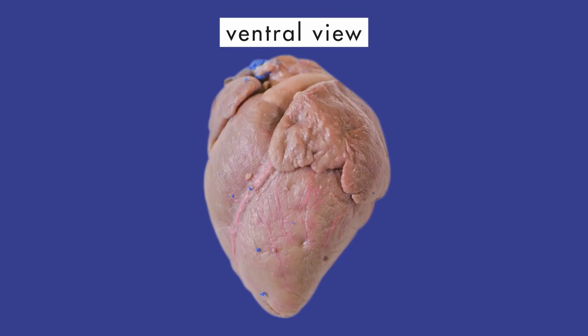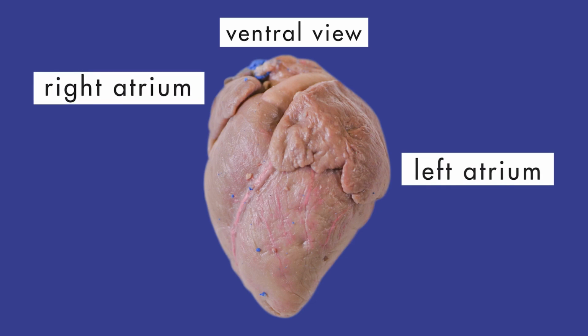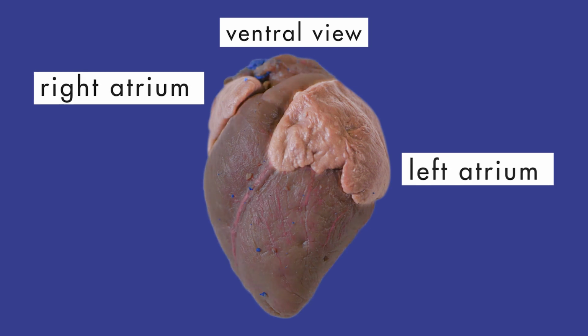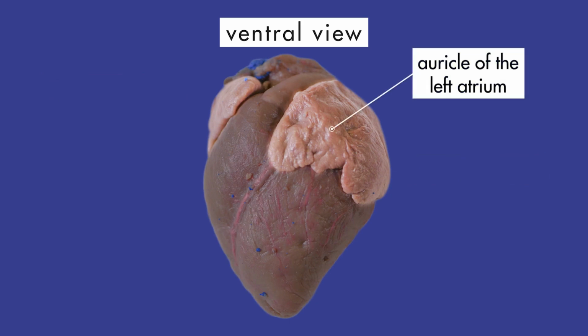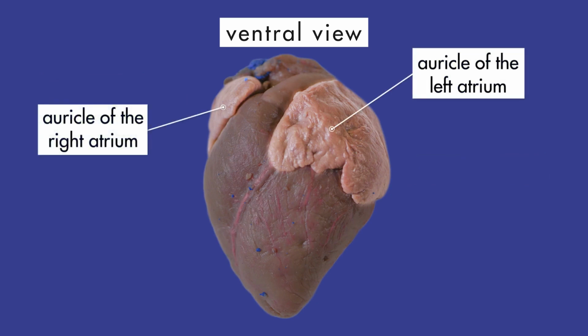Here is a ventral view of the pig's heart. Its heart is divided into 4 chambers. The 2 upper chambers of the heart are the left atrium and the right atrium. We cannot see the atria because each atrium is hidden beneath a pouch called an auricle. We see the auricle of the left atrium and the auricle of the right atrium.